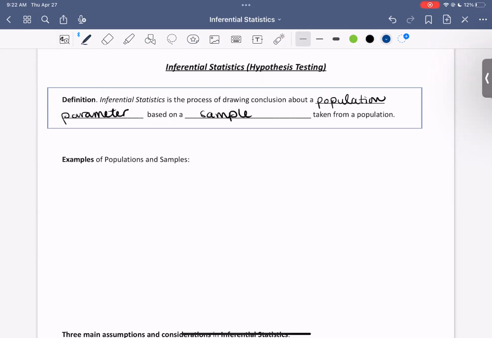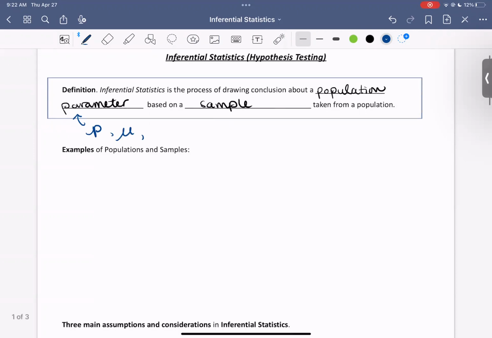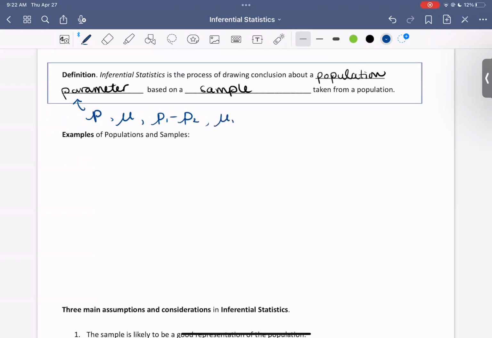So just some examples of population parameters that we try to draw conclusions about or predict include the population proportion, P, and the population mean, mu. We often look at a difference between two different population means. So that looks like the difference of two means or two proportions, so P1 minus P2, or say mu1 minus mu2. So here are some examples of those parameters.